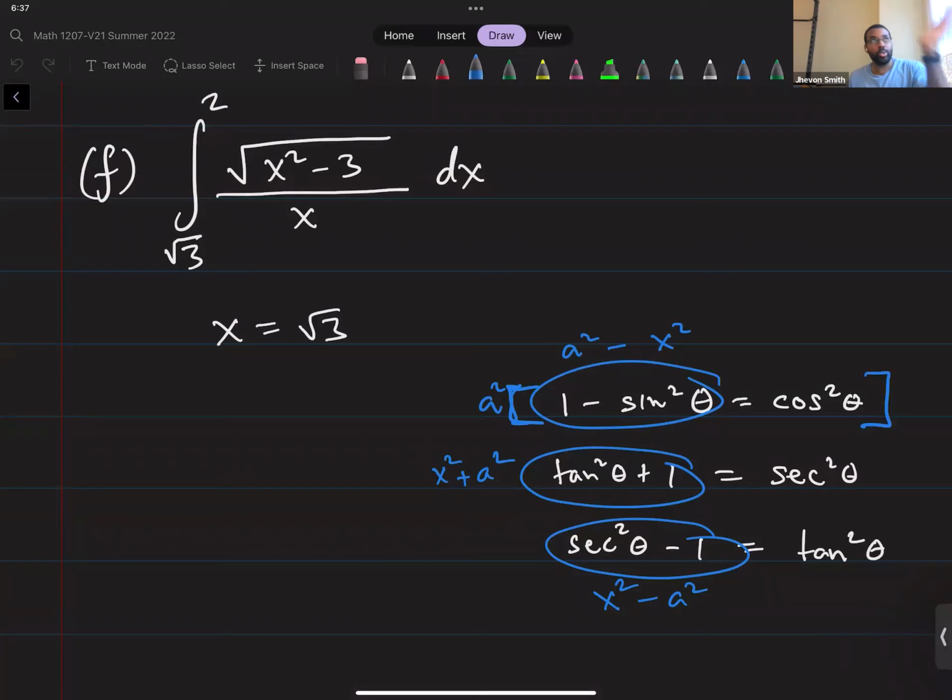So a squared minus x squared, that's the sine, right? If you have the x squared plus a squared, it's the function plus the constant. So that's going to be the tangent squared plus the one. If you have the function minus a constant, right? So that's your secant squared minus the constant would give you the tangent squared. So this is actually a secant.